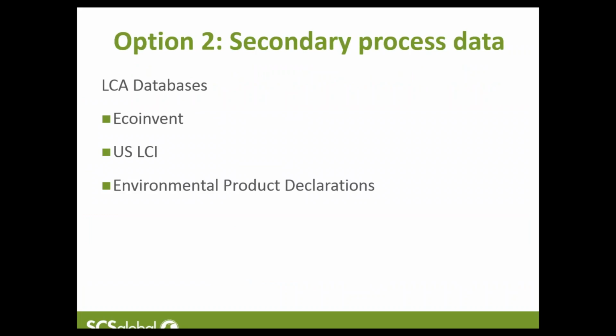If you're unable to get supplier data, or for those gaps where you simply can't get supplier data for whatever reason, secondary process data is option 2. This is also called average data. This involves things like life cycle assessment databases. Two of the most common ones are ecoinvent, or the U.S. Life Cycle Inventory database developed by the National Renewable Energy Laboratory. There also might be things like environmental product declarations, which could be useful to you based on your specific context. So these are really good resources for filling in the secondary process data.